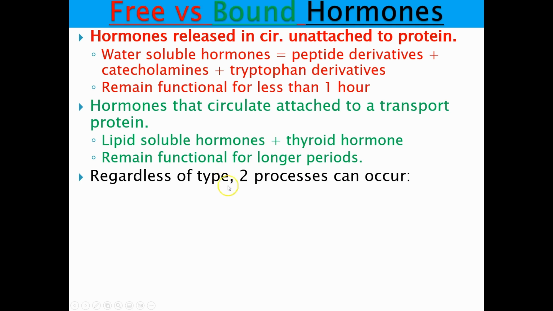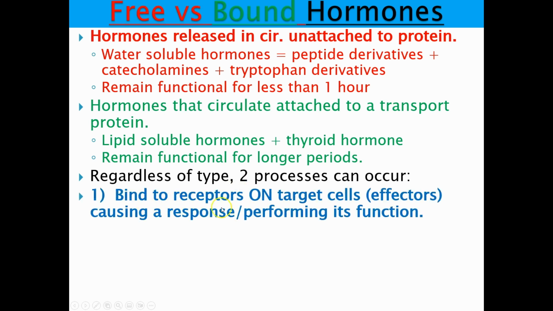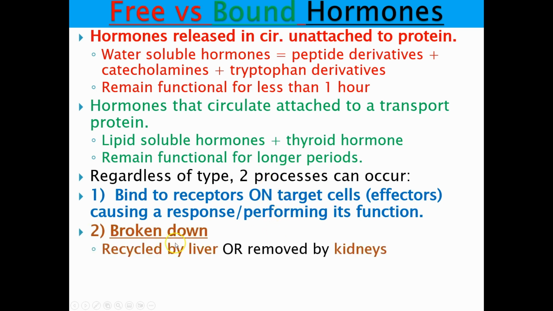But regardless of the type, there's two processes that basically occur with these hormones as they're circulating. One, they bind to the receptors on their target cells, which we call the effectors, and that ends up leading to a response, causing those target cells to perform their specific function. So whatever the hormone is going to trigger, basically bind to the target cell and cause that function. The other option is they're going to be broken down.